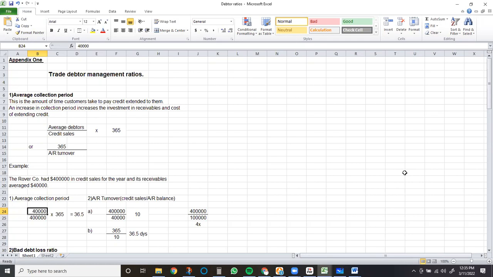Now, notice a company may give customers 30 days credit, but if customers are taking 45 days, we would like to know about the 45 days, not the 30. So we always do our calculation based on the actual time, not on the policy time. And again, as we saw before, to calculate the average collection period or the debtors holding period or debtors days, if you prefer, simply take average debtors over credit sales times 365.